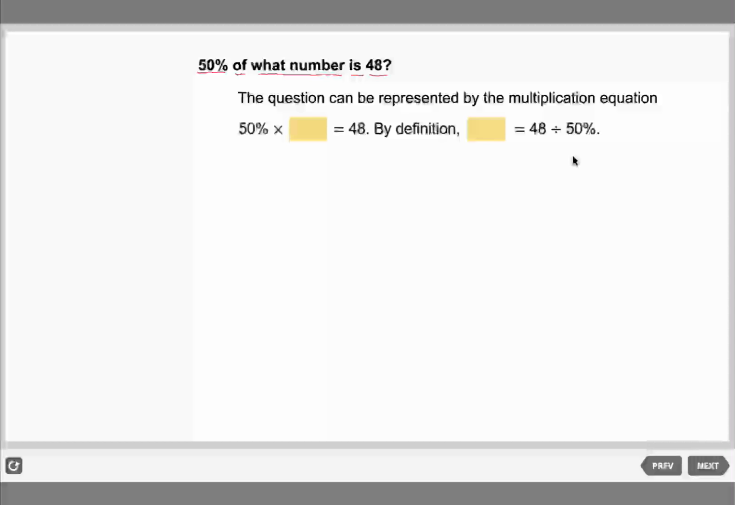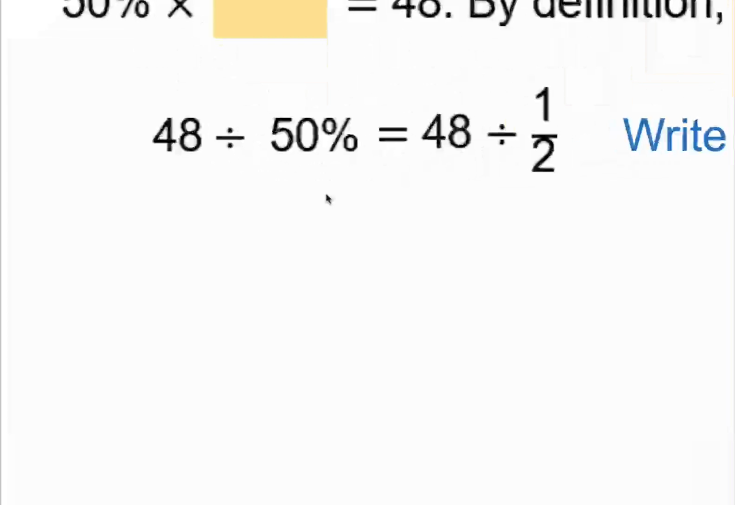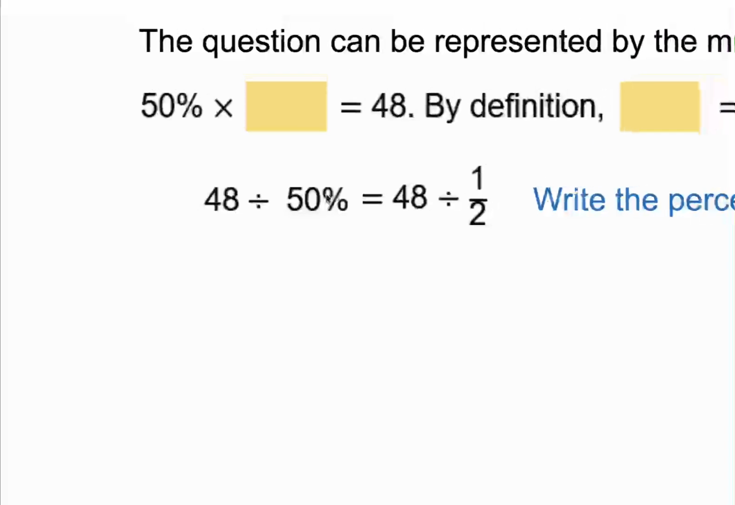Now, let's do it. What is 50% as a fraction? 1/2. So it's half. So, 48 divided by 50% means 48 divided by half. Okay, I need help. How can I divide by half? Yes, Faris, go ahead. We need to divide 48 by 2. Are you sure? We need to divide it by 2?